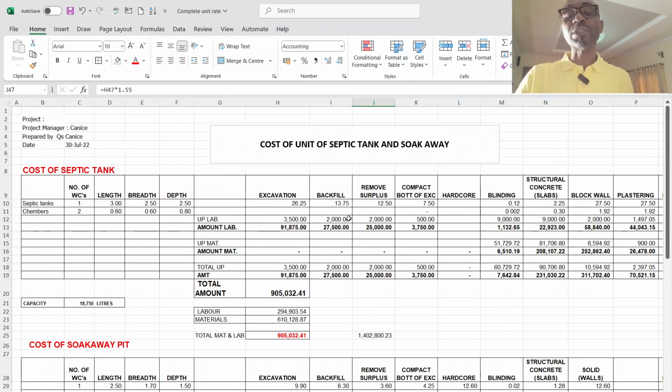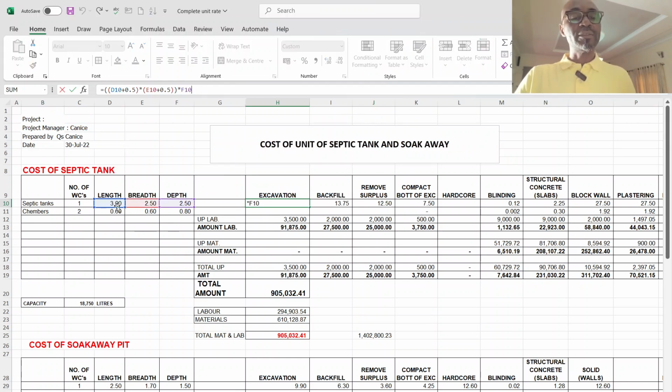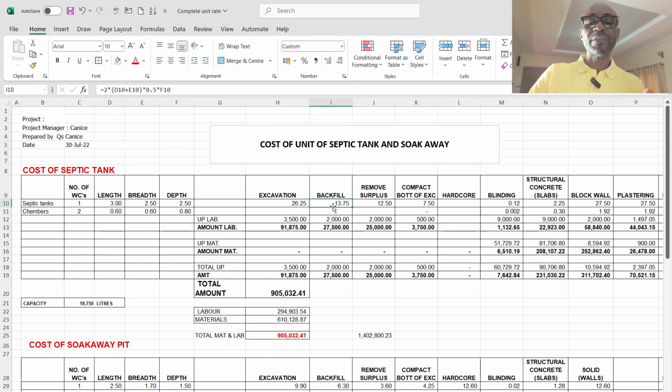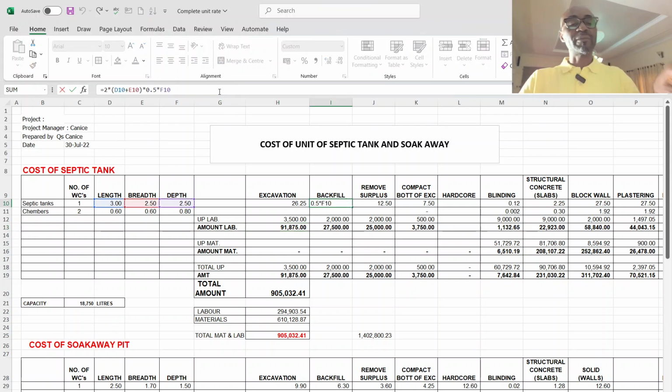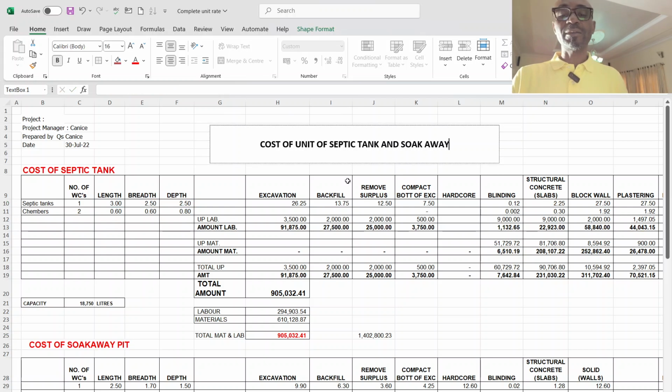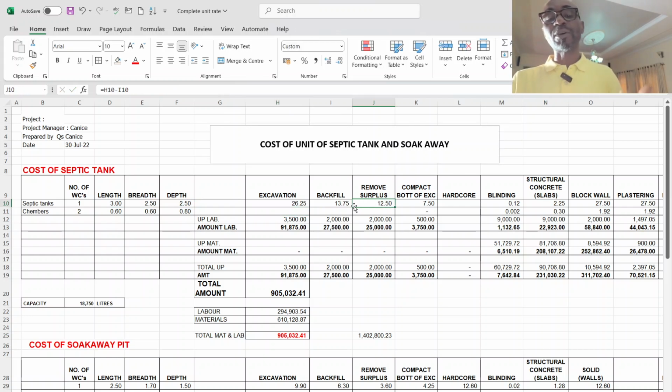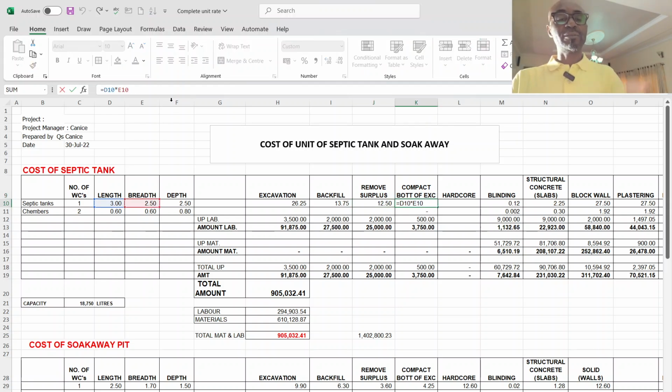How did I arrive at my quantities? Is building up this quantity by, say, the length plus the working space of 500 times the breadth plus the working space of 500 times the depth. While the backfilling is the perimeter length plus breadth multiplied by the working space of 500 multiplied by the depth. Then the surplus is now excavation, deduct backfilling. Then bottom is length times breadth to compact.